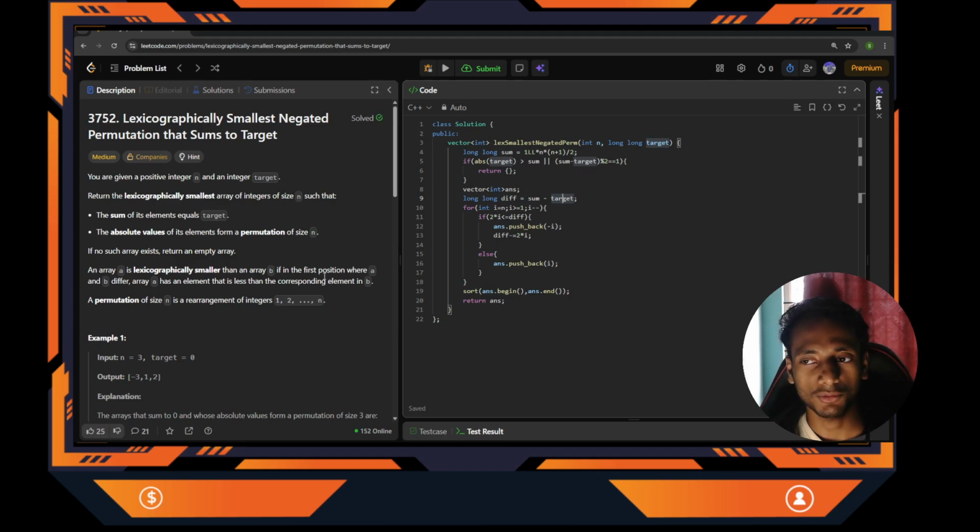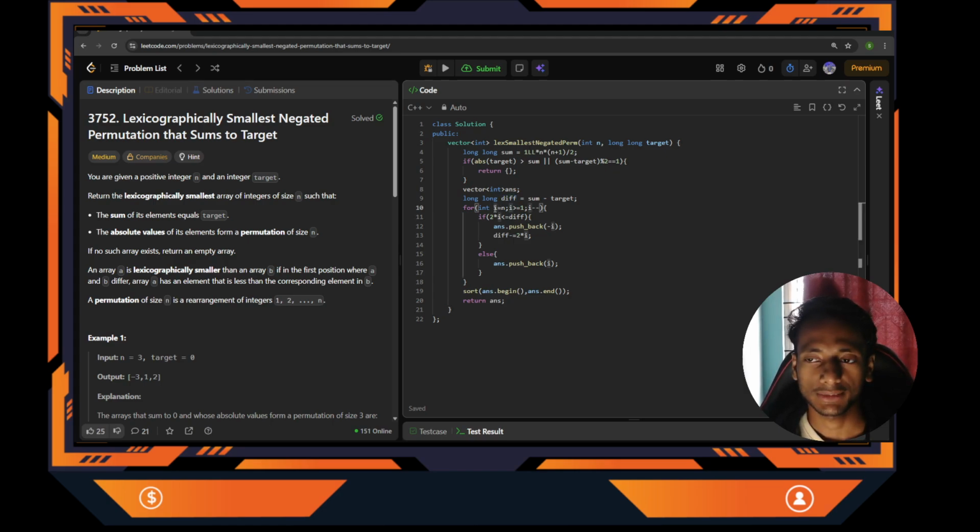That means I have to convert all the numbers to negative. And what is the diff for that? From 6 to -6, that is 12. Got it? So I have to decrease by 12. That's why I will take sum minus target. Clear? Now I know the diff, the total sum I have to decrease.